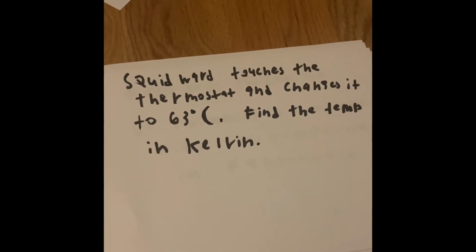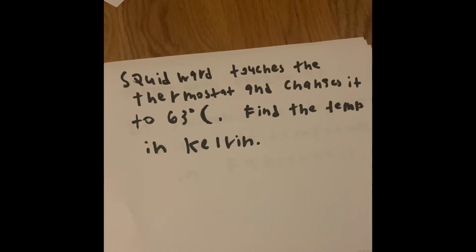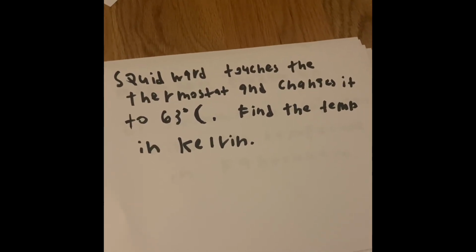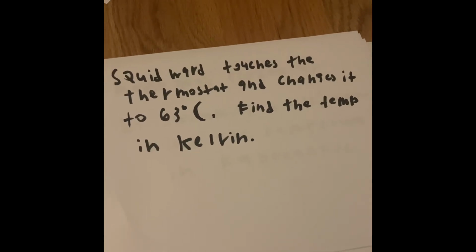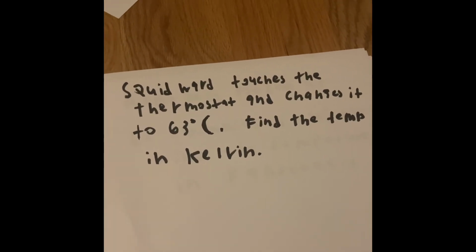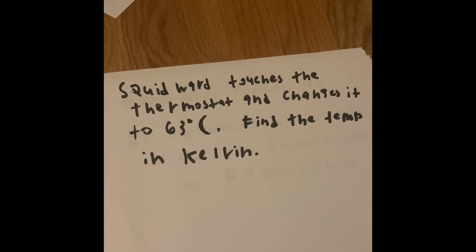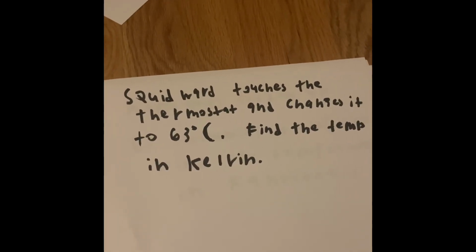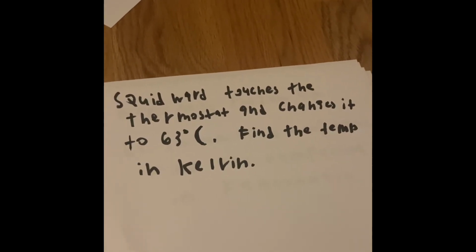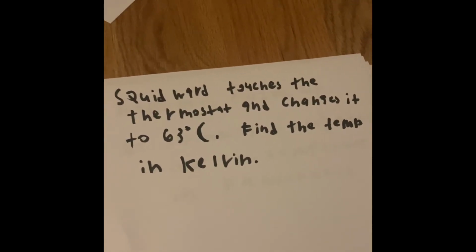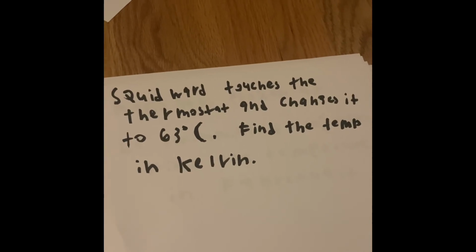And Kelvin is part of the metric system, just like Celsius, but it's easier to use if you're measuring extreme heat or extreme cold. Like, the sun right now is 4,000 degrees, not Celsius, 4,000 degrees Kelvin. So that's an example of when we would use that.